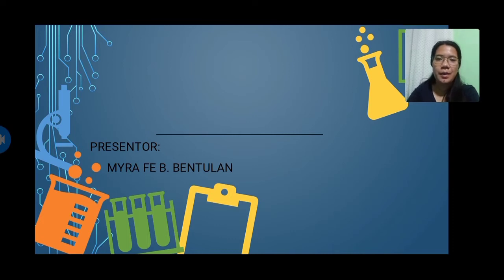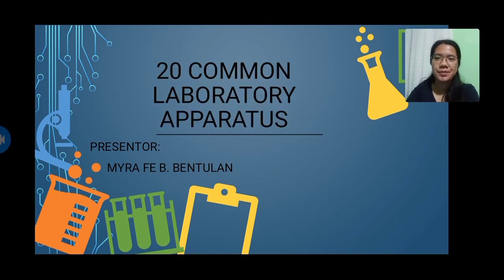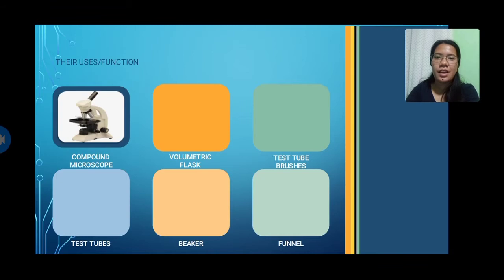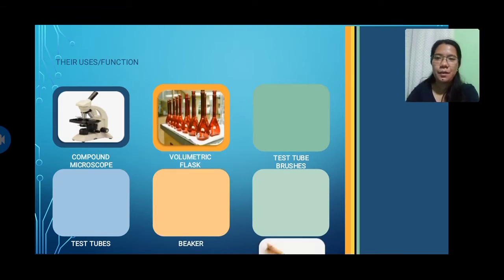Today, I will be presenting the 20 common laboratory apparatus with their function or uses. And these are the common laboratory apparatus.